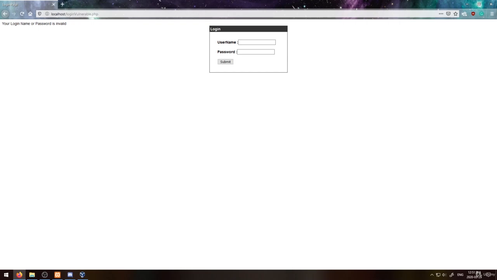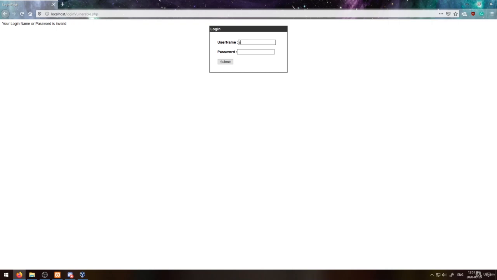Now, when we keep it more vague, it tells them one of the things that they entered was wrong, which means that they can't understand if the user exists or not. So this is an example of something that could potentially have an information disclosure. We have to be very careful about error messages.